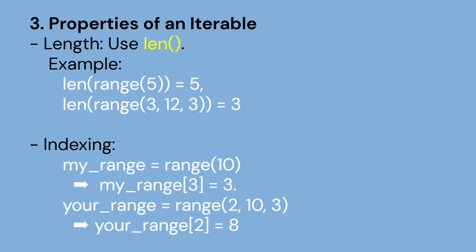3. Properties of an iterable. Since range is an iterable, it has a few key properties. Length. Like any iterable, you can find its length using len. For example, len(range(5)) is 5. The sequence is 0, 1, 2, 3, 4. Another one, len(range(3, 12, 3)) is 3 because the sequence is 3, 6, 9. 12 is excluded.